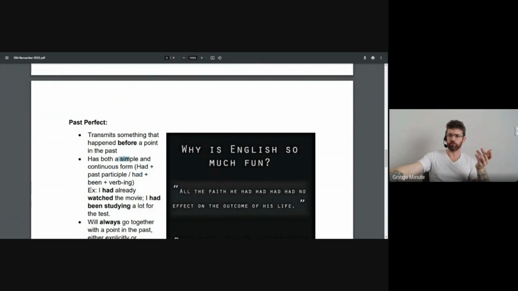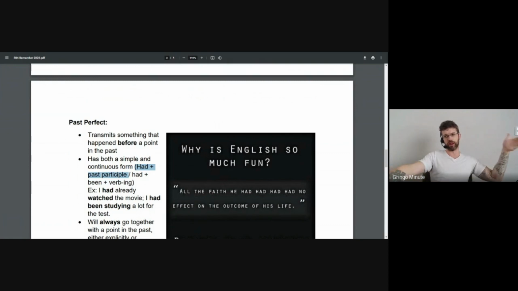So just like we've seen before with the simple and continuous form, one focuses on the facts, the other focuses on the action. I had studied for my test. Cool. You were prepared for your test. It's a fact. If I say I had been studying for my test, you imagine me going through my notes. So one focuses on the fact, the other focuses on the action. It's not about right or wrong. It's about communication, what you prefer.